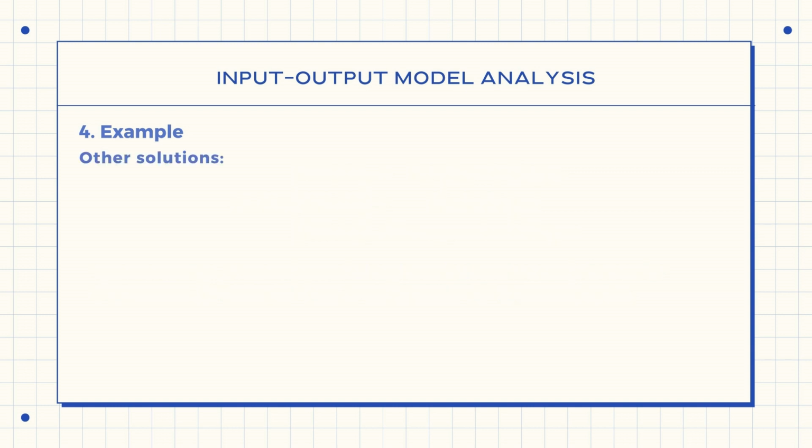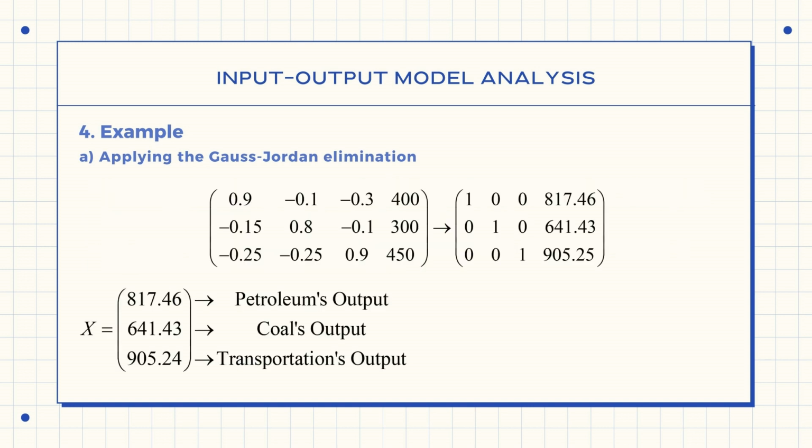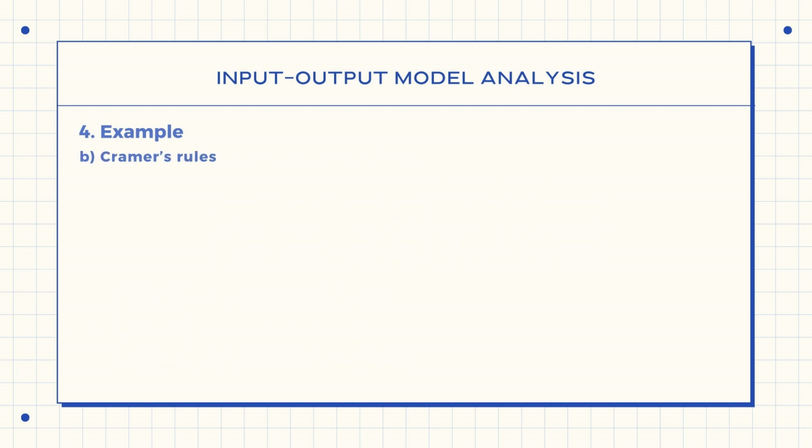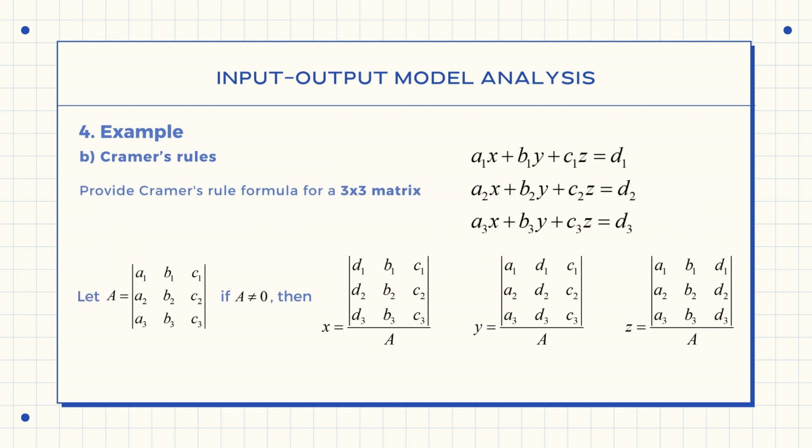Besides this method, there are several other solution methods. By using the formula and substituting the matrices for the variables, we have the following. And here we have 2 methods for solving this equation. First, we can apply Gauss-Jordan elimination to solve this equation and have the following result. Second, we can use Cramer's rule. Since our matrix is a 3x3, I will provide Cramer's rule formula for a 3x3 matrix.